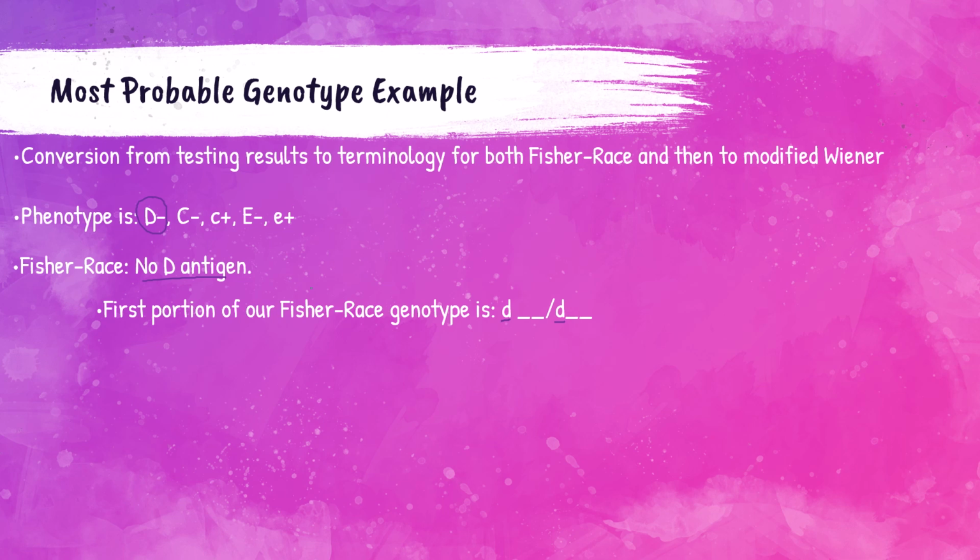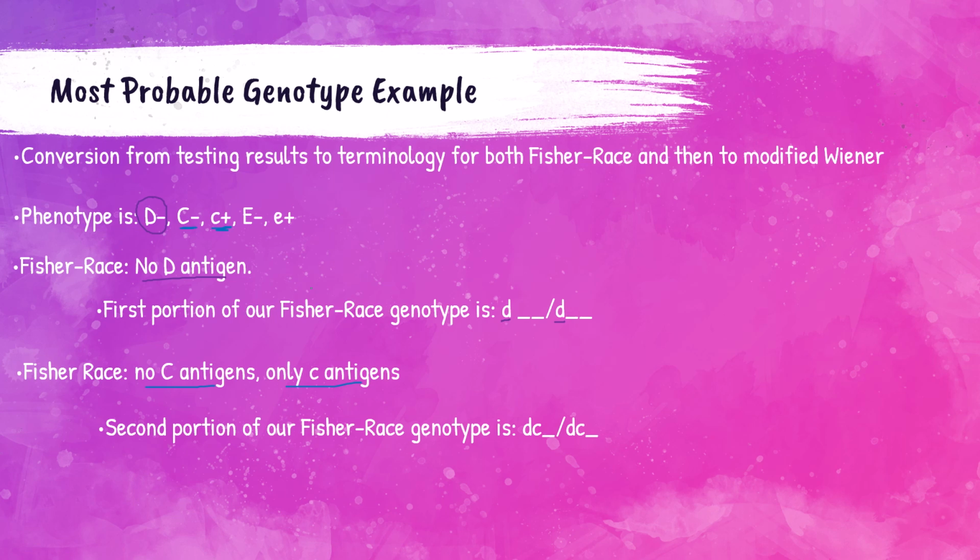Let's go to this next one here. We have no big C antigens, only little c antigens. And again, how did we know that? Big C is negative here. We have no big C antigens. We only have little c antigens, and we figured that out right here. Remember, little c is positive, big C is negative. So our next portion of the Fisher-Race genotype is going to be little c. So it's little d, little c dash slash little d, little c dash.